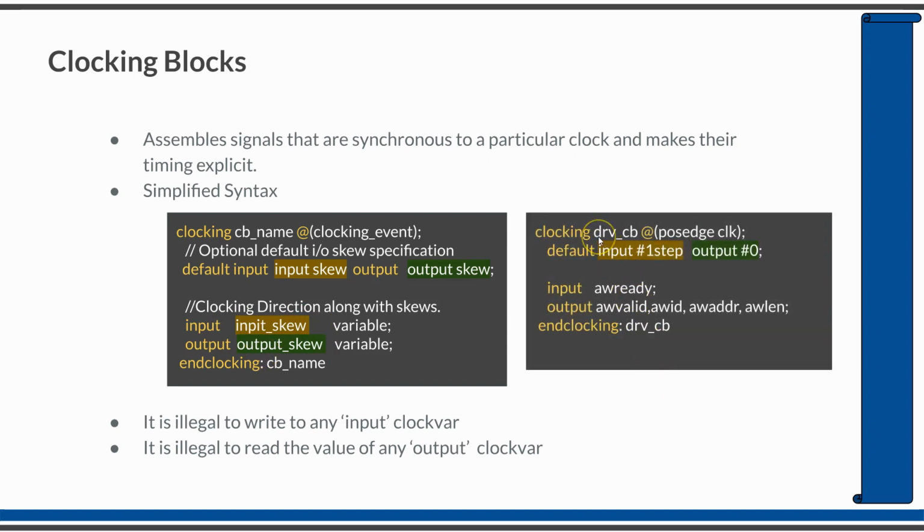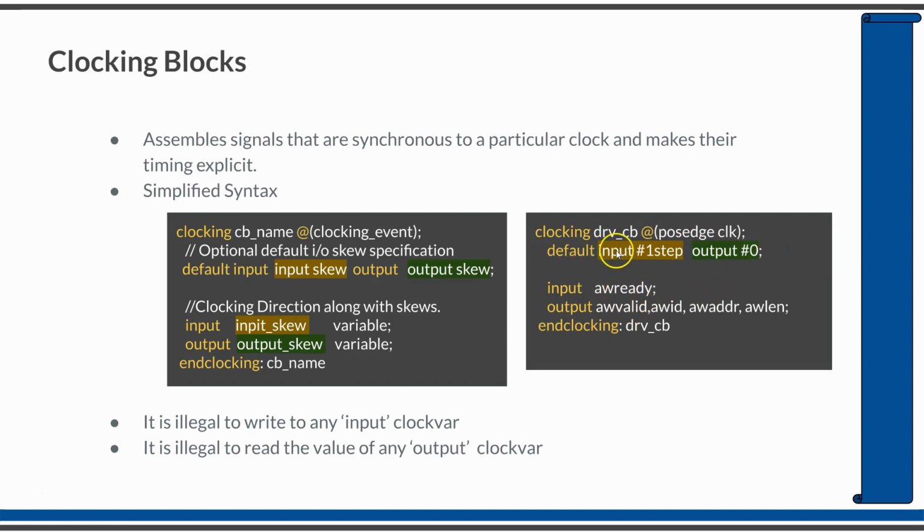I have defined a clocking block with the name drv_cb. So it's a driver clocking block. It is sensitive to the positive edge of clock. So this is a synchronization event. The positive edge of this CLK signal is the synchronization event for this clocking block. In this example, instead of defining individual skews, I have defined the default skew for all the inputs and outputs here. I am defining the default input skew as input #1step and output #0. We will see what is the meaning of this #1step and #0 in the next slide, but this is how you define a skew for the input and output variables.